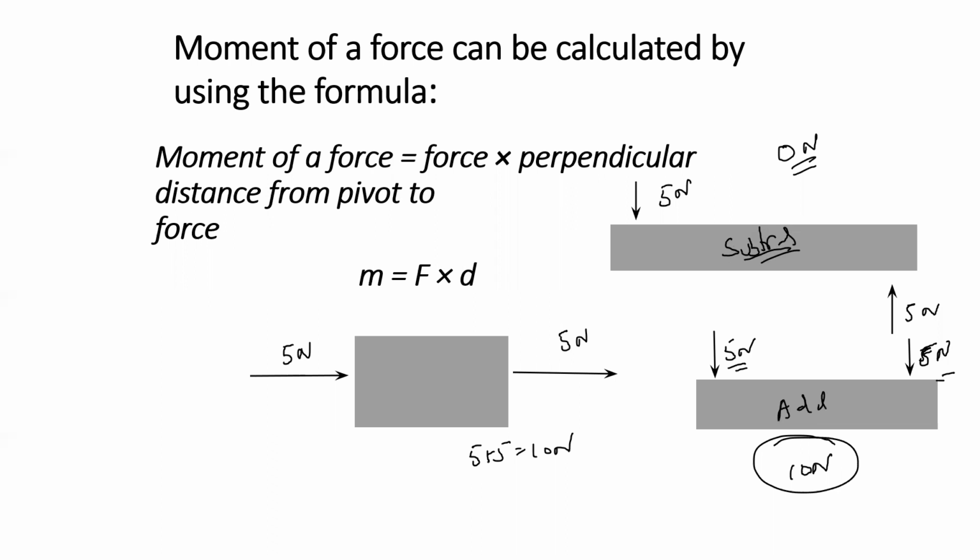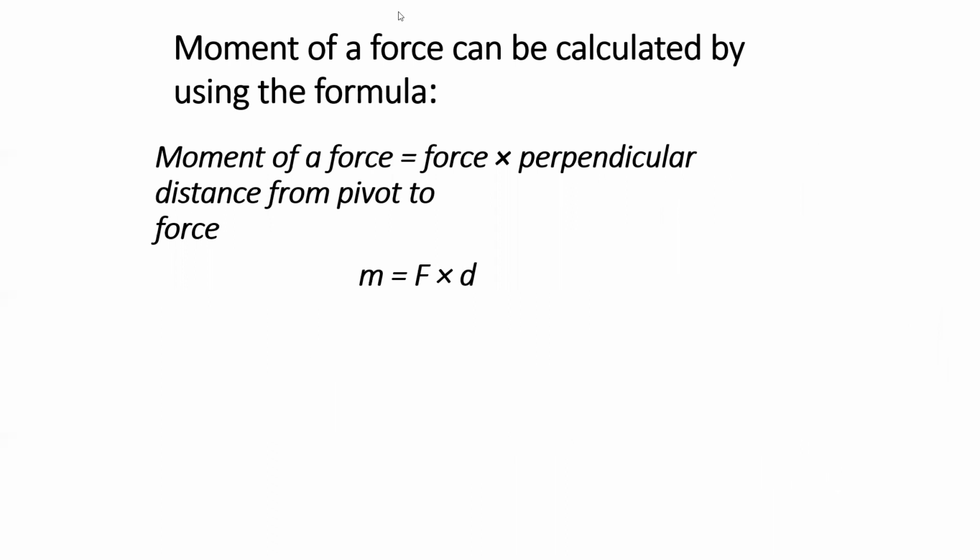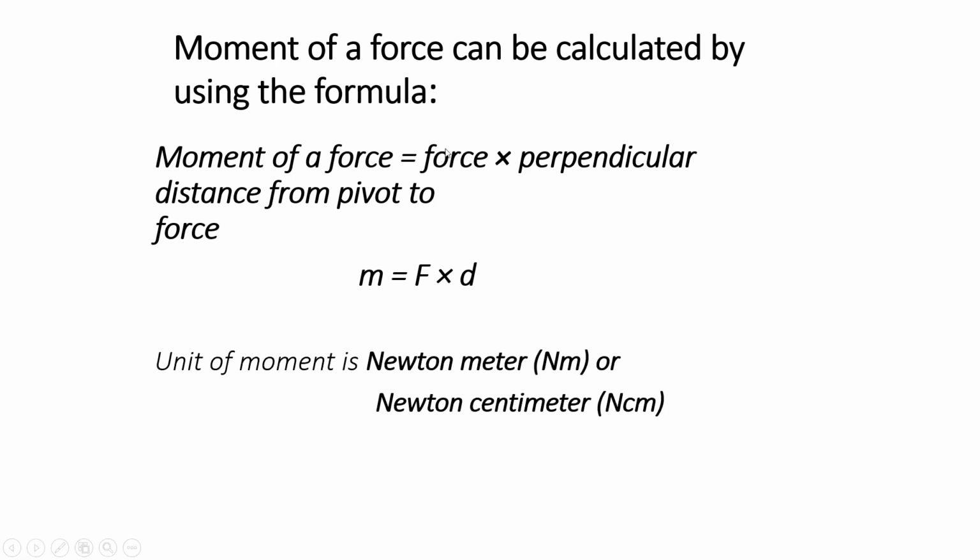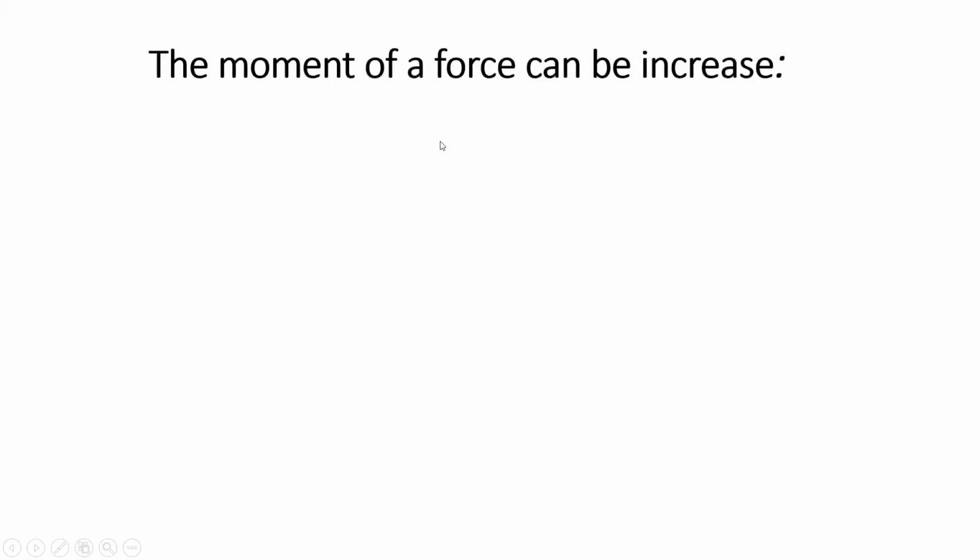Turning effect is a bit different, and force causes a turning effect. So when you are calculating a resultant force, you check the direction of the force only. When you are calculating a resultant moment or turning effect, you check the overall moments produced by the forces. The moment unit can be Newton meter or Newton per centimeter. How can we increase the moment?